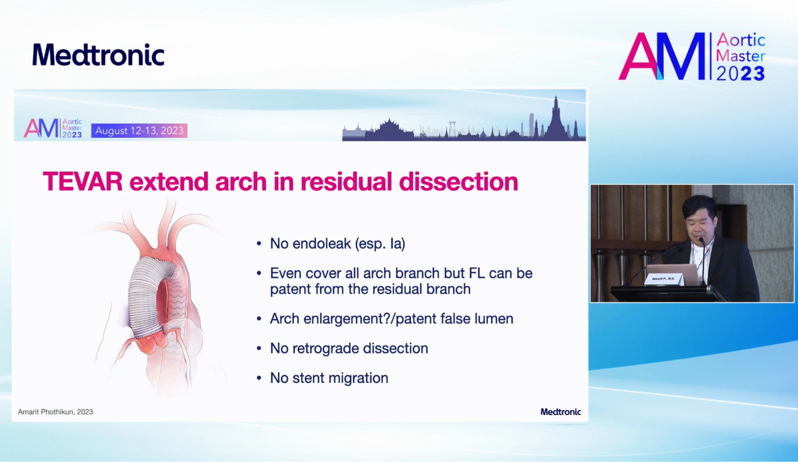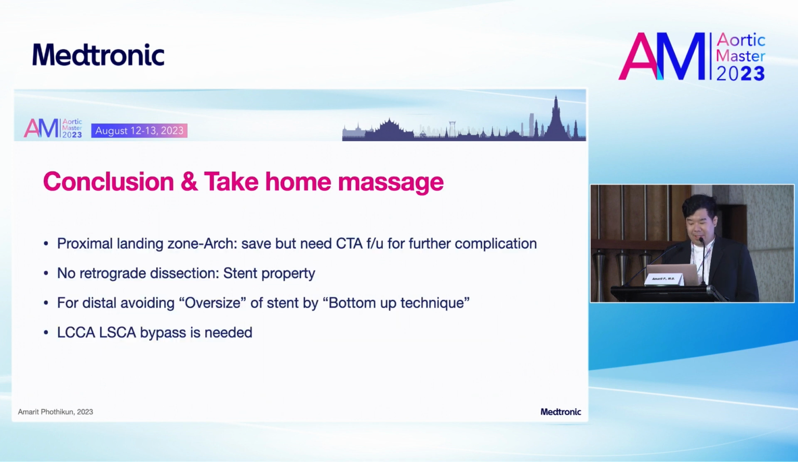So even with no stent ligation, the patient still needs a redo intervention by the reopen technique for these cases. So for the conclusion for TEVAR that extends into the aortic arch, the proximal landing zone may be safe in the aortic arch because the stent can also get rid of the anti-tear or the residual dissection in the arch, but they need CT follow-up for further complications, like in the last case that I showed, endoleak type 2 into the false lumen.